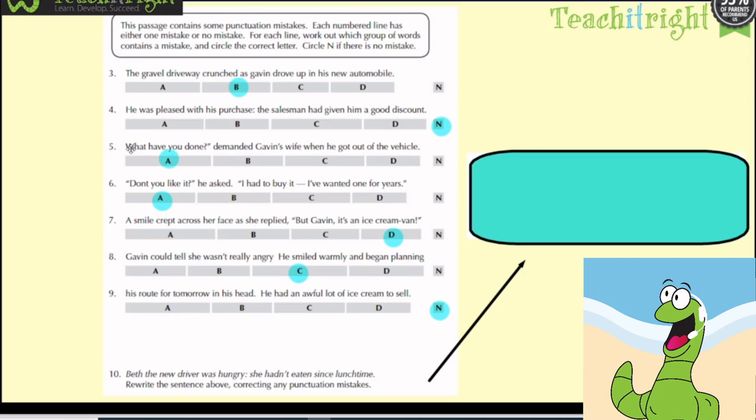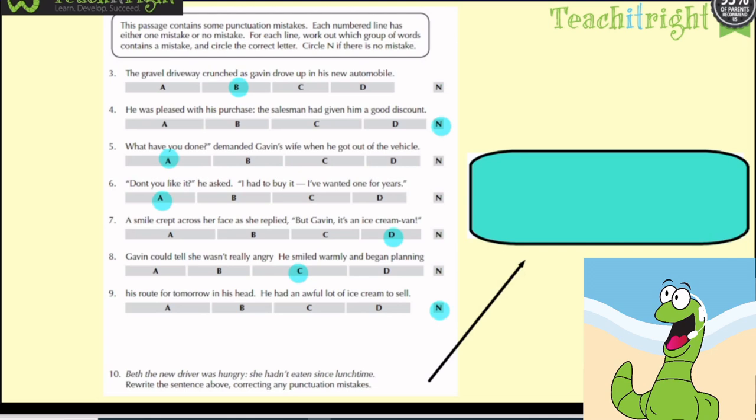"Don't you like it?" he asked. "I had to buy it. I've wanted one for years." We're missing an apostrophe in don't. Don't is a contraction of do not, so we should have an apostrophe between the N and the T.